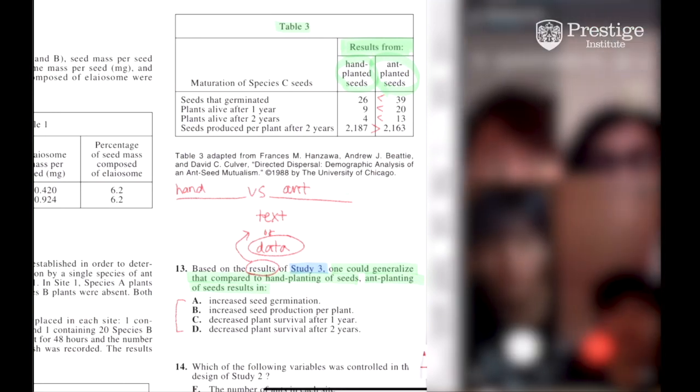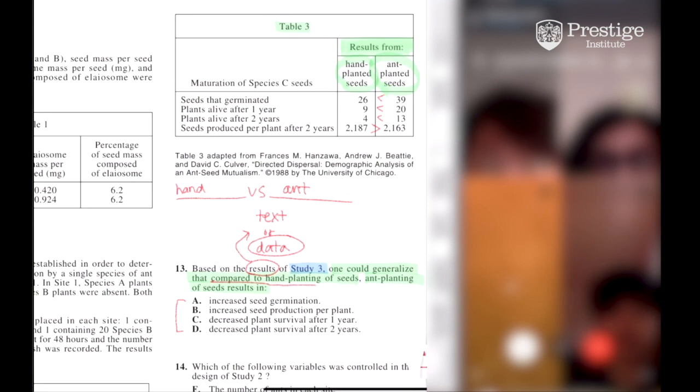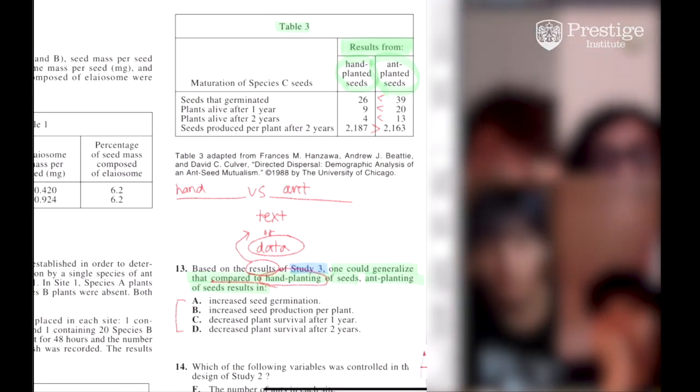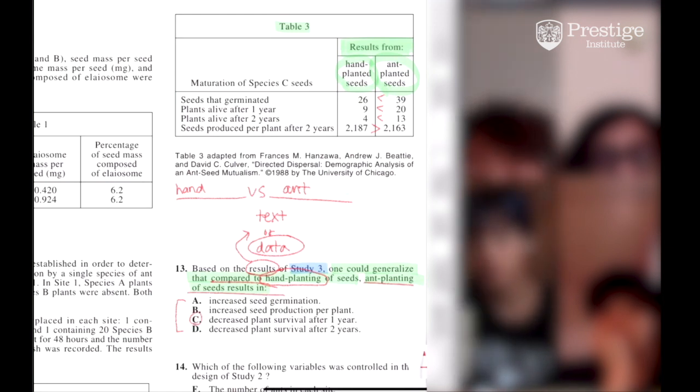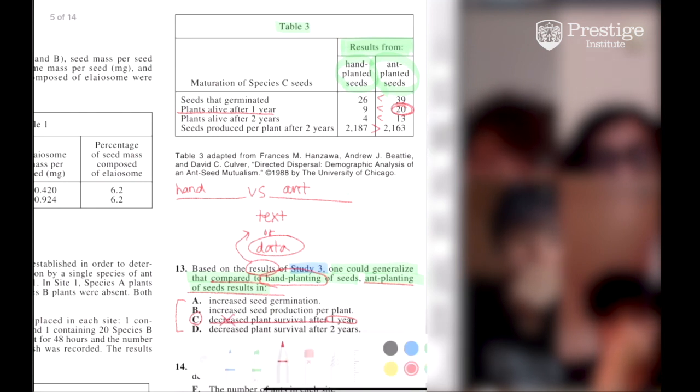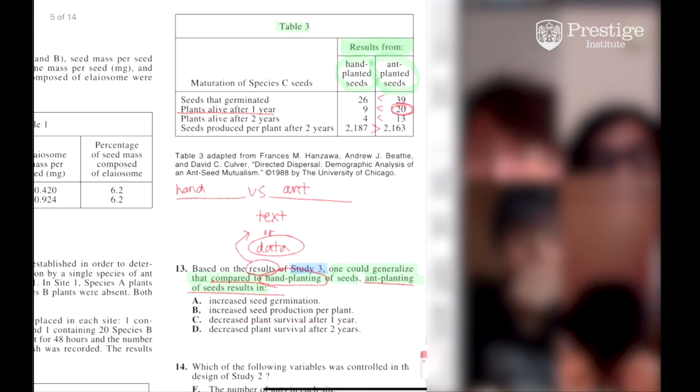All right, so we know that compared to hand planting of seeds, we're looking at ant planting of seeds, right? C says decreased plant survival after 1 year, but if you look at plants alive after 1 year in ant planted seeds, we still have more, 20. So I wouldn't say it's decreased, it's actually increased, right? Because 20 is greater than 9. So I think I'm going to ask you guys to try it again.